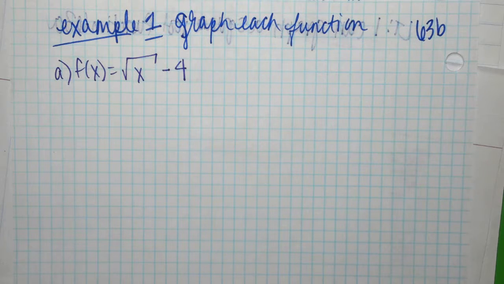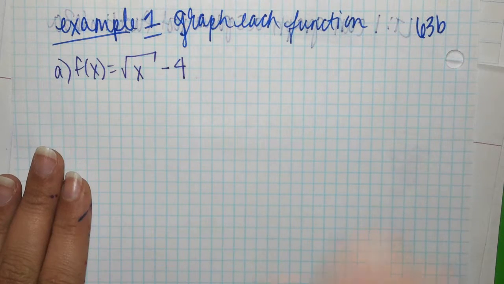Are we ready? Okay. Now you can do it two ways. You can do it from the table, and then you can also do it from vertex form.